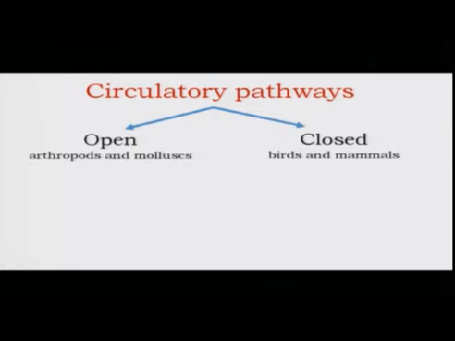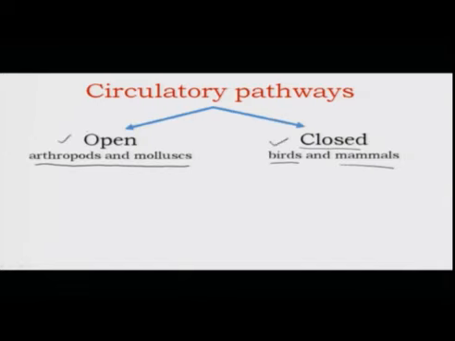Open circulation is mostly present in organisms such as arthropods and mollusks, which are invertebrates. But the closed system is present in organisms such as birds and mammals. Now, let us see what the differences are between the open form of circulation and the closed form of circulation.